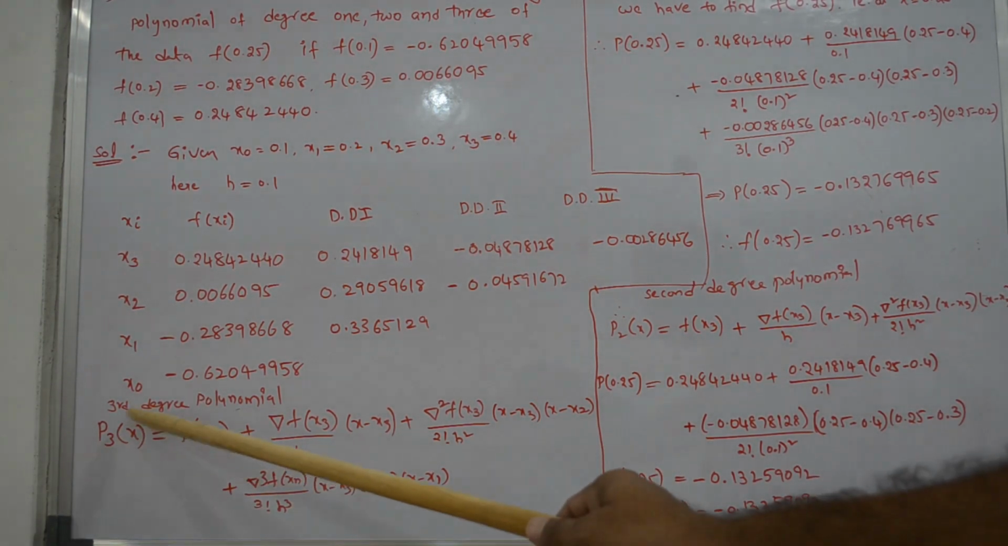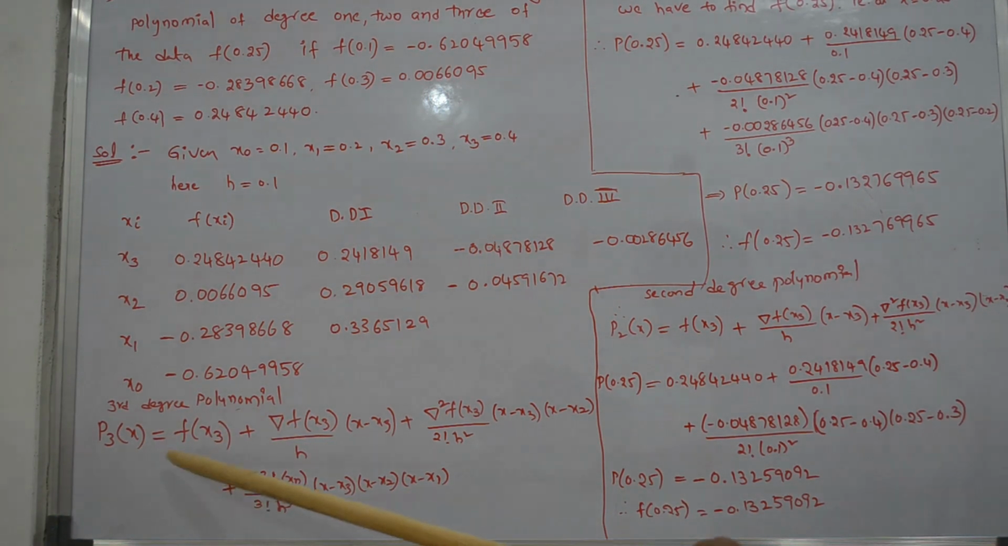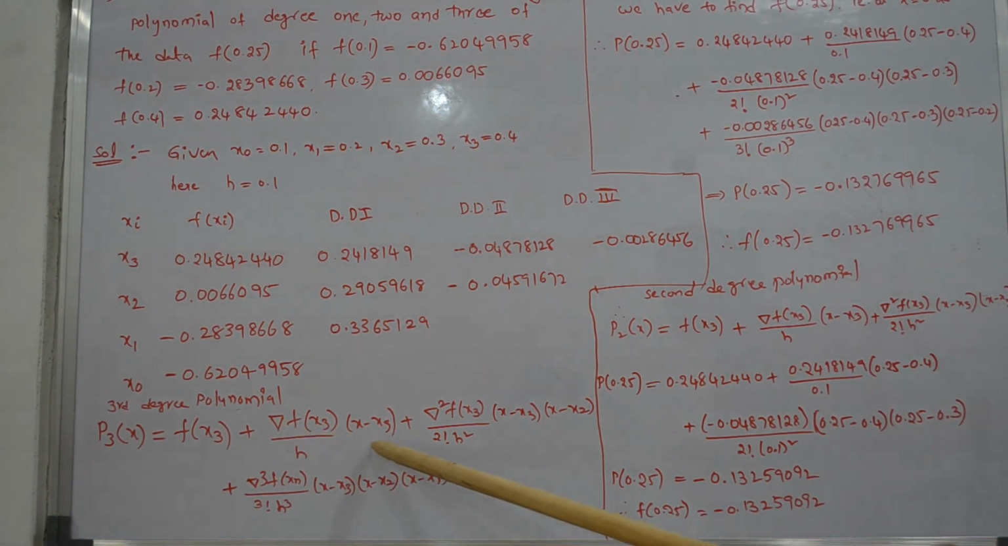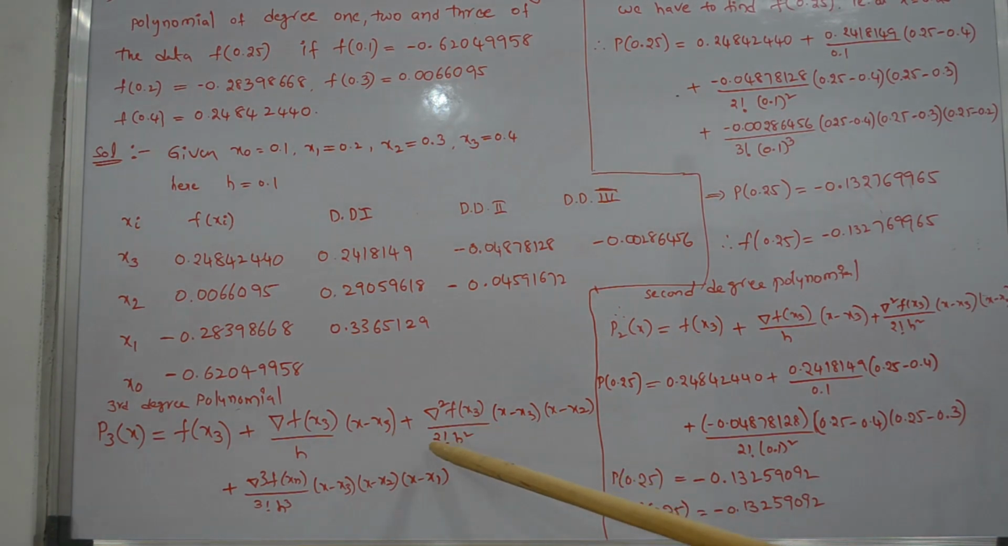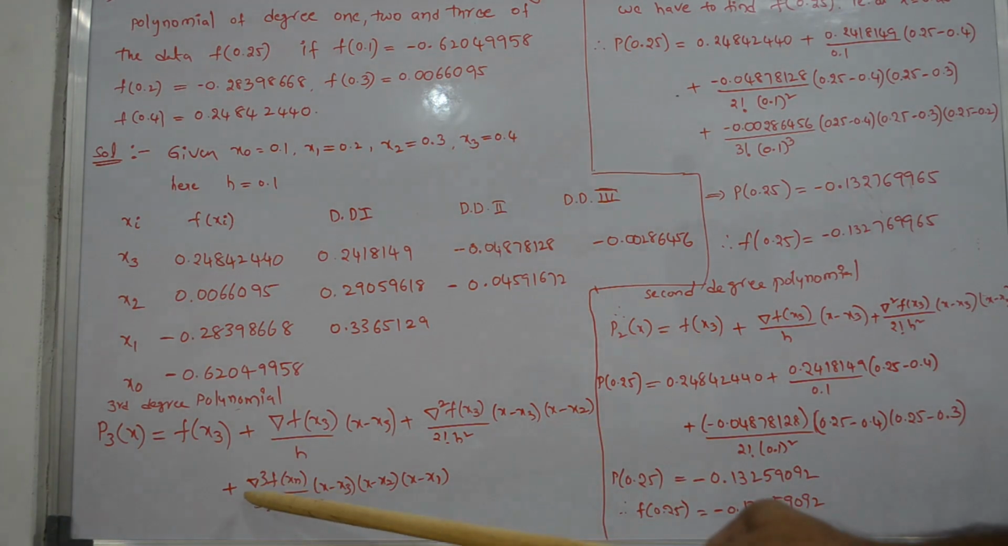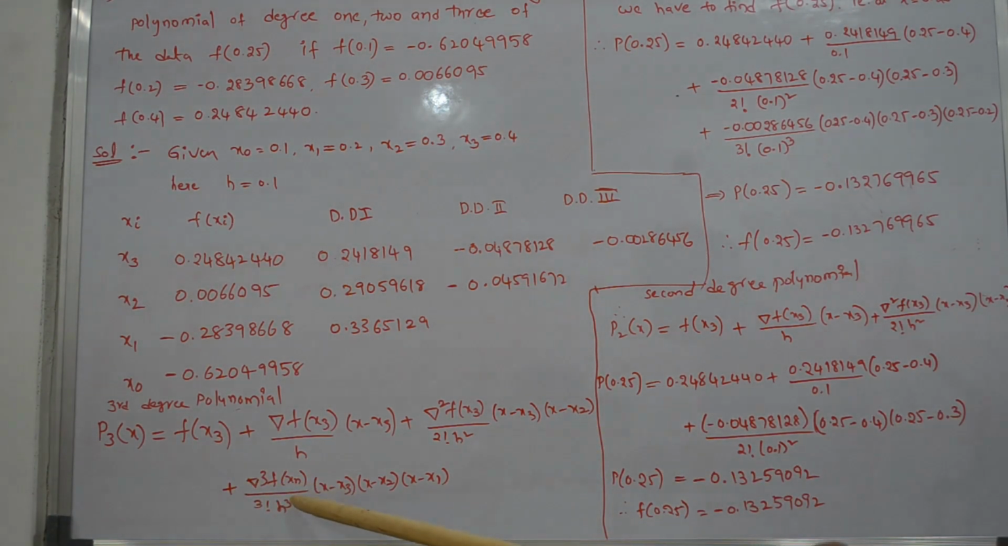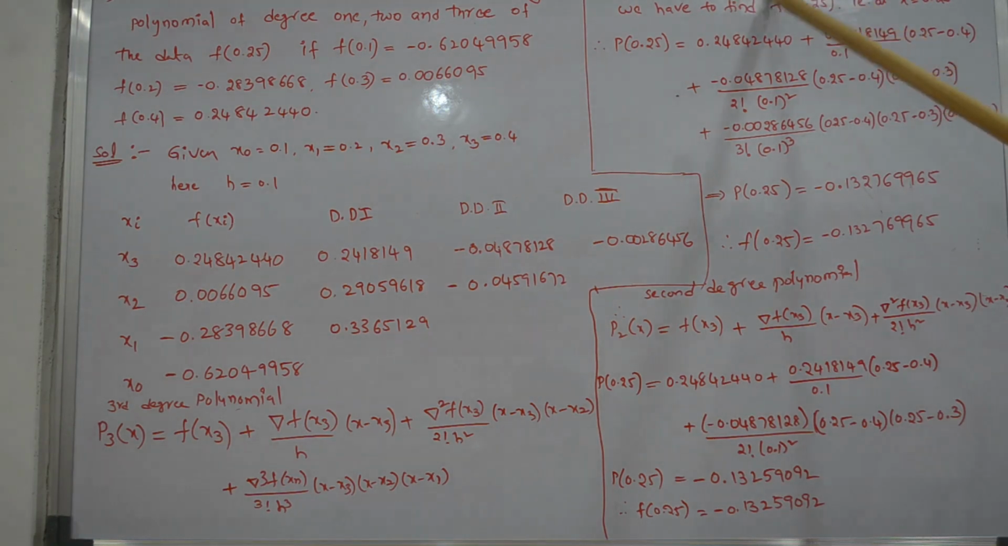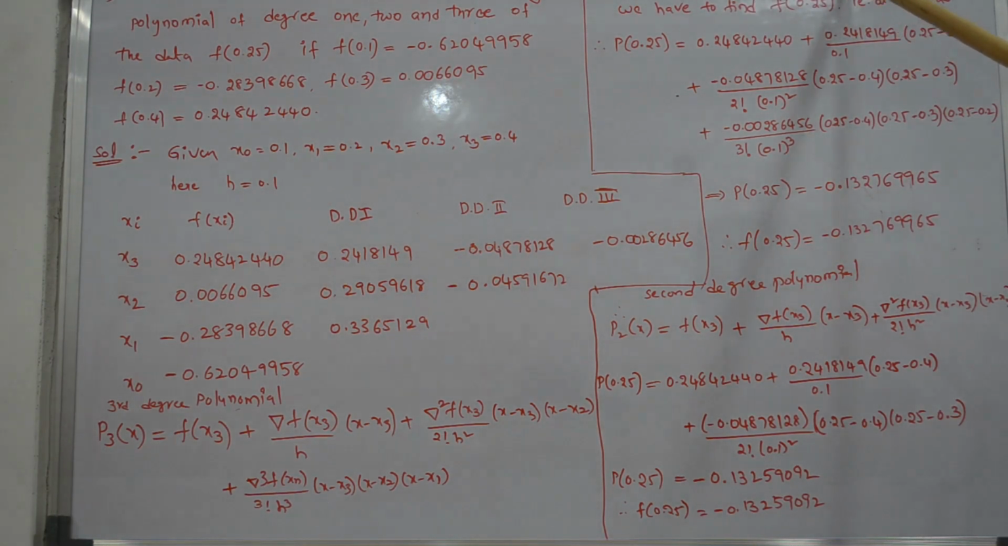సో P3 థర్డ్ డిగ్రీ పాలినామియల్, దట్ ఈస్ P3 ఆఫ్ x అంటాము f of x3 ప్లస్ డెల్టా f of x3 by h into x minus x3 ప్లస్ డెల్టా స్క్వేర్ f of x3 by 2 factorial h square into x minus x3 into x minus x2, next plus delta cube f of x3 by 3 factorial into h cube into x minus x3, x minus x2, x minus x1. That is the interpolating polynomial of degree 3, right? So P3 of x is equals to f of x, so కాబట్టి we have to find f of 0.25 కాబట్టి that is x is equals to 0.25.